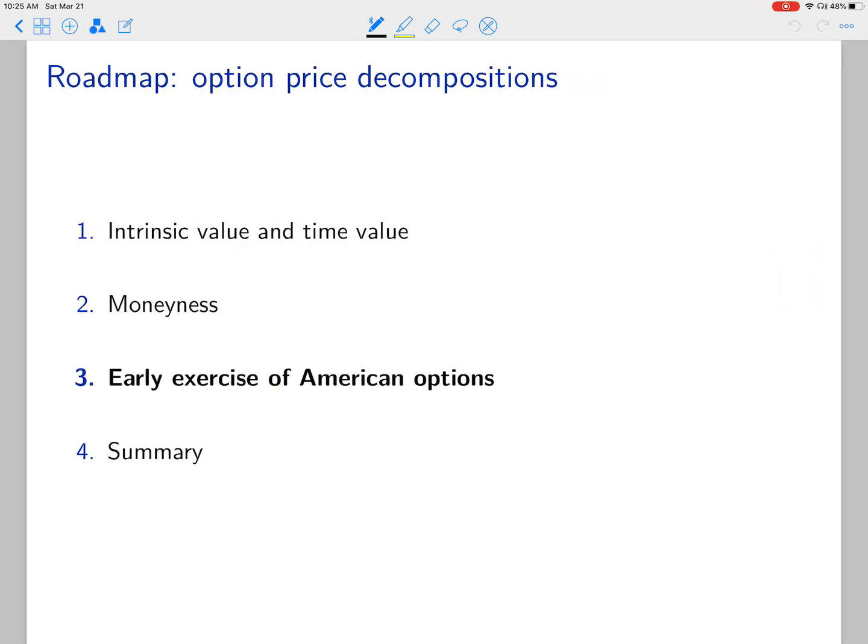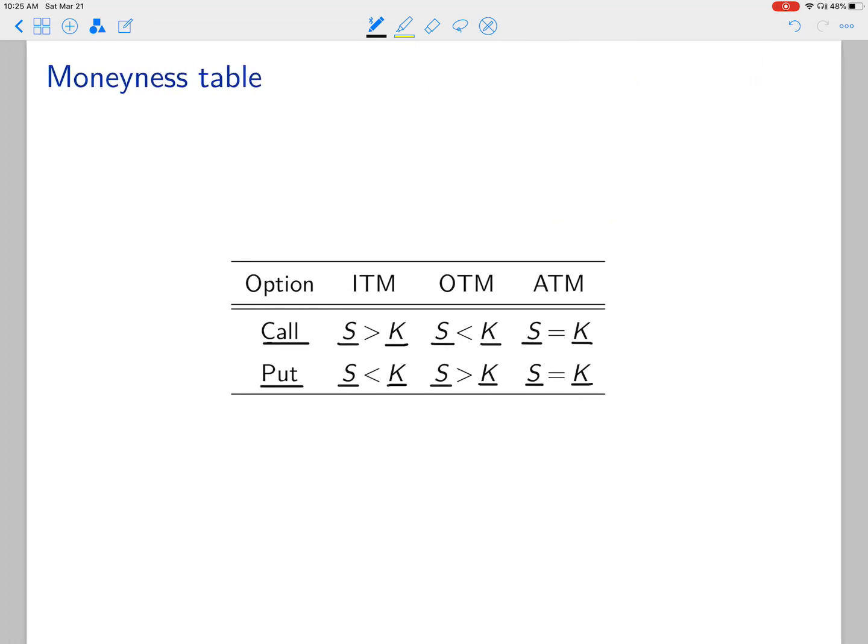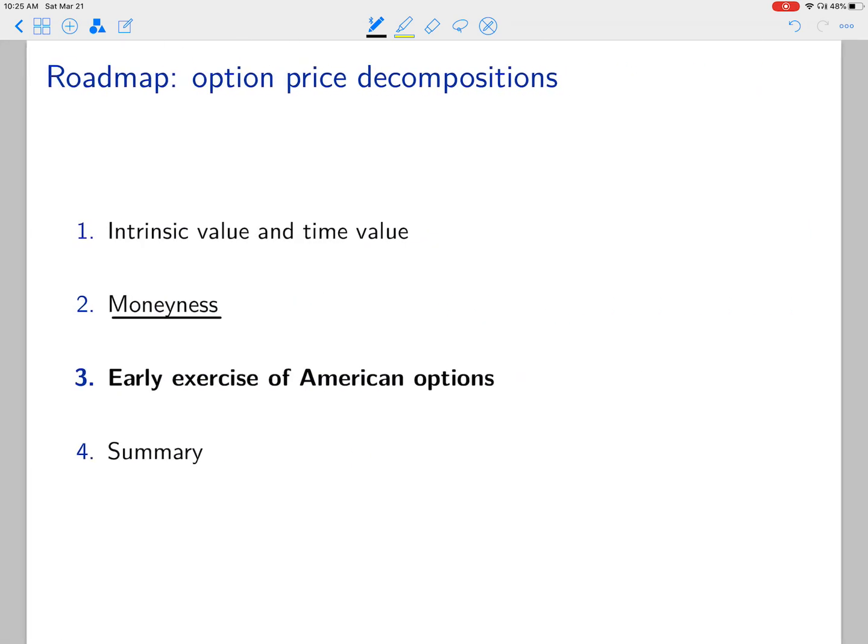Okay. So that wraps up our discussion about moneyness. Again, mostly a quoting convention and used for definitions. And this table really tells us all we need to know about moneyness for calls and puts. In the final part of the lecture, we will now look at the early exercise of American options, which is going to be an interesting topic that we're going to see is very closely related to the intrinsic and time value decomposition we did before.